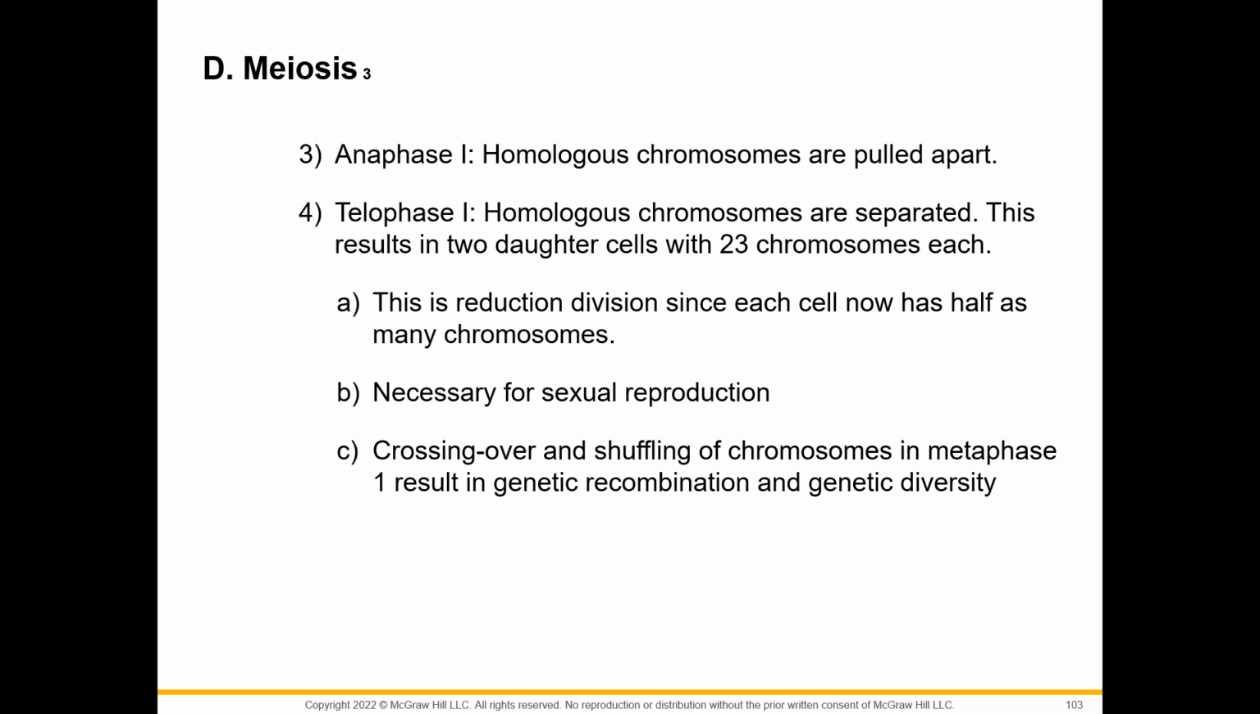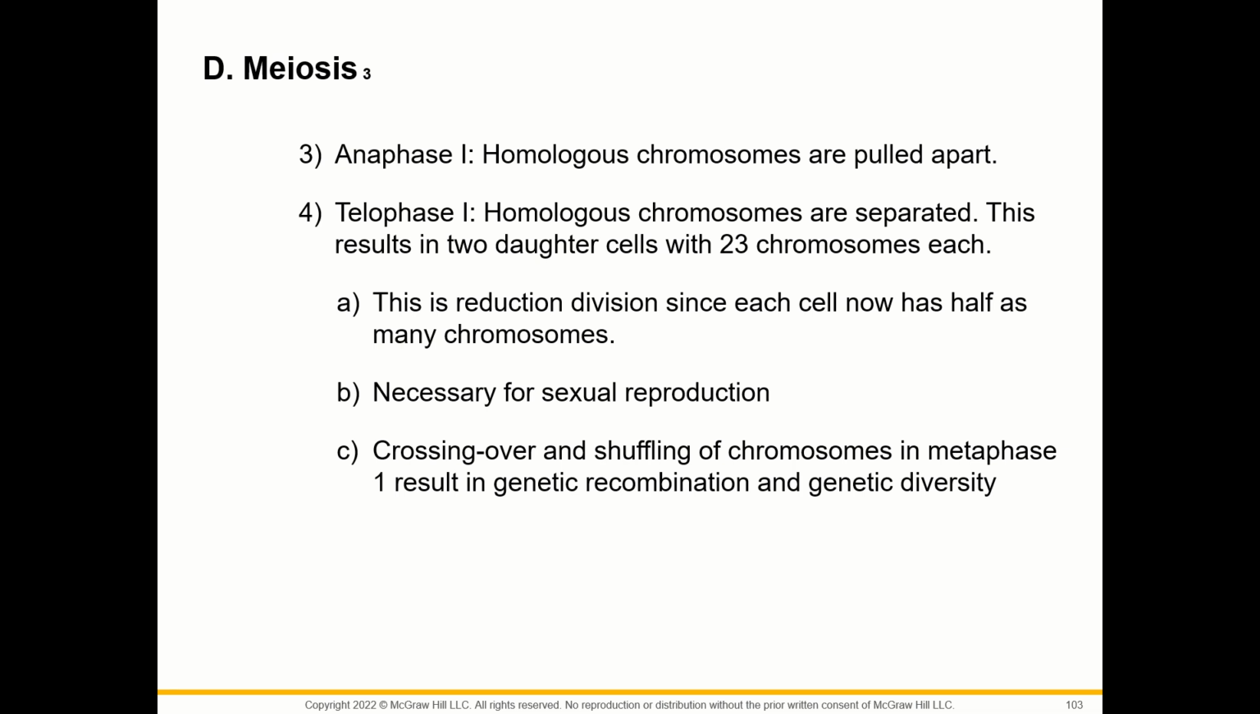So then we have anaphase 1. The homologous chromosomes are pulled apart. Telophase 1, homologous chromosomes are separated, and this results in 2 daughter cells with 23 chromosomes each. So this is reduction division. Remember, since each cell now has half as many chromosomes, it's necessary for sexual reproduction, which, the whole point of sexual reproduction is genetic variation.